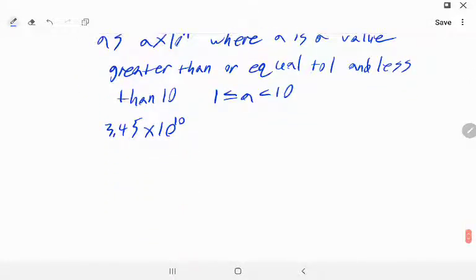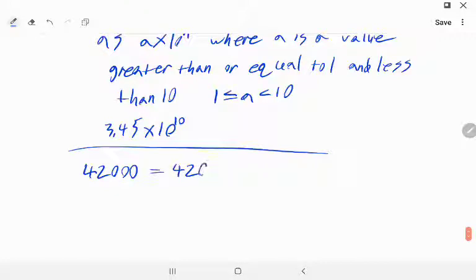So let's look at one that's a little bit smaller. If we were going to look at, say, 42,000, we know this is a little bit easier to work with. We can think of that as being 42,000.0. To turn it into a number between 1 and 10, we would need to get 4.2. So that means the decimal point would have to move 1, 2, 3, 4 places to the left. And so we can write that as 4.2 times 10 to the 4th.